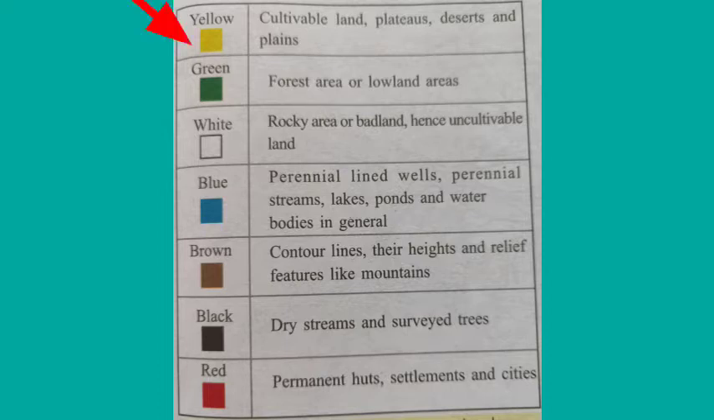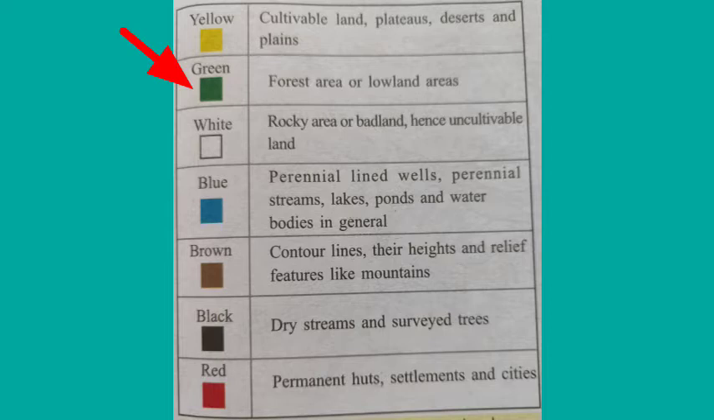First we have yellow color. So yellow color is used to show the cultivable land, plateaus, desert and the plains. Cultivable land means the land that can be used for production of food grains, crops. Okay, means agricultural land. Second, we have a green color which is used to show forest area or the vegetational area.